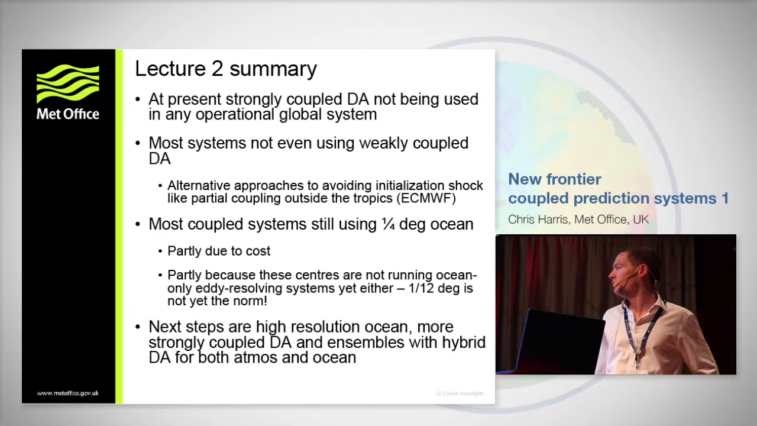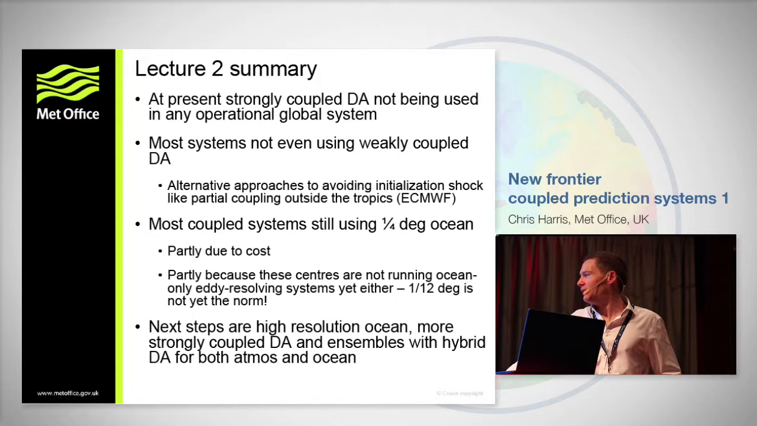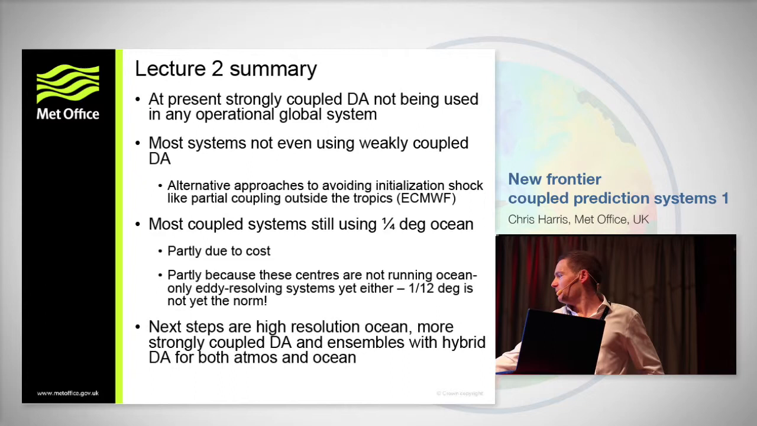So as I say, the next step is probably a higher resolution ocean, and more strongly coupled data simulation, whether that's going from no coupled data simulation to weakly coupled or going a bit beyond that, for example, in the Met Office system. But I think the benefits of that are still to be demonstrated. Perhaps one of the more immediate focuses will be looking at using ensembles with various forms of hybrid data simulation for both the atmosphere and the ocean. So if you're running a coupled ensemble, making use of that for your deterministic atmosphere and ocean components within the coupled system and trying to do that in a consistent way so that your ensemble isn't centered around a different deterministic state than it ought to be because of the impact of the coupling, for example.